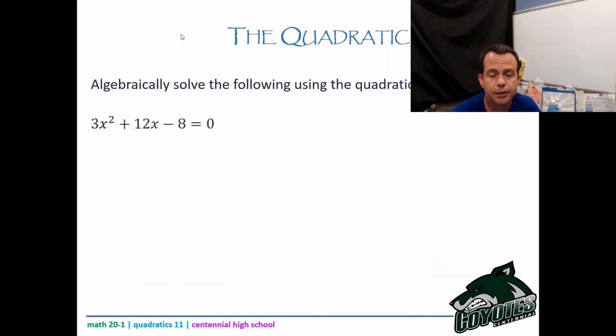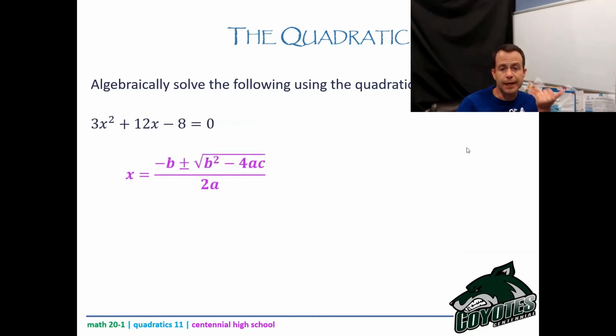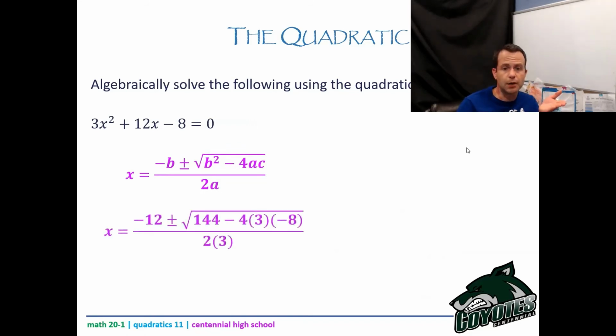All right, good. Let's try this guy then. 3x squared plus 12x minus 8 equals 0. We're going to write down my formula. My a value is 3, my b value is 12, my c value is negative 8. Plug all that good stuff in.